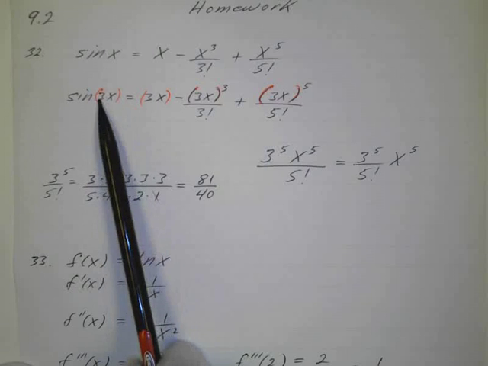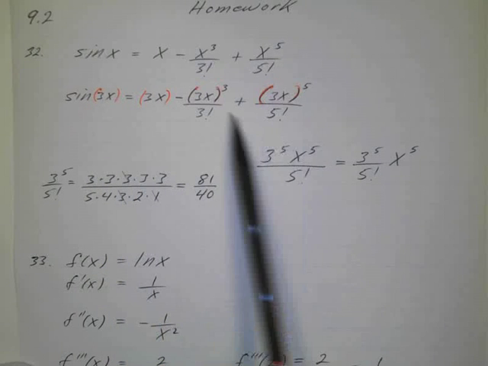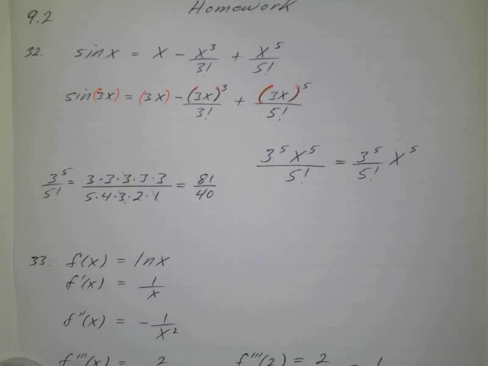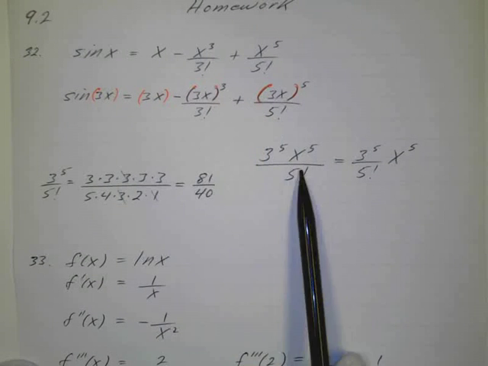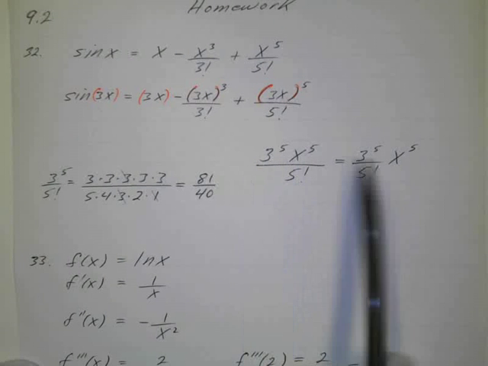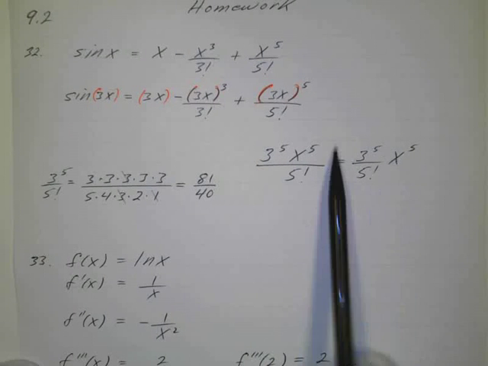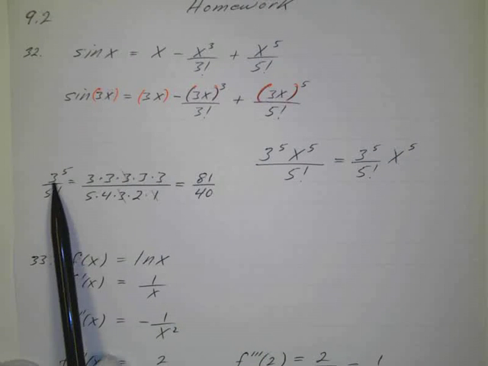And I want sine of 3x, so I'll put 3x in every time I see an x. And then I'm looking for the coefficient of x to the fifth, so this is what I'm looking for: (3x) to the fifth over 5 factorial. I'll just separate this: 3 to the fifth times x to the fifth over 5 factorial. And I'll put the 3 to the fifth over 5 factorial, and this is the coefficient of the x to the fifth. That's all we want. And I can write it over here.